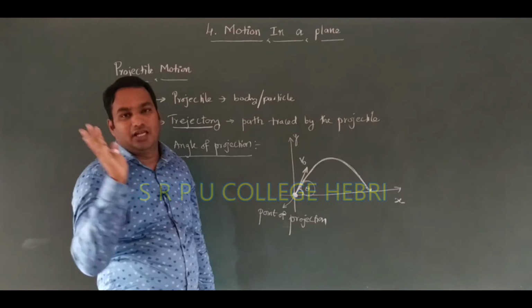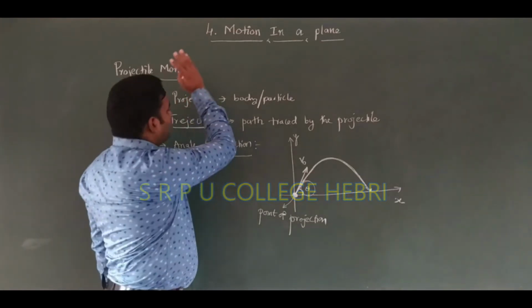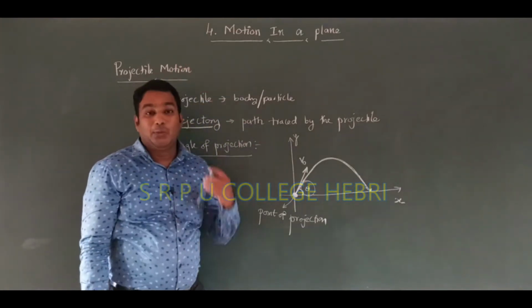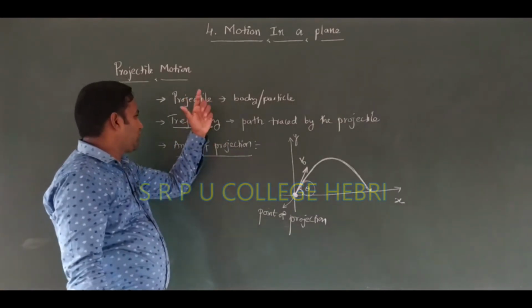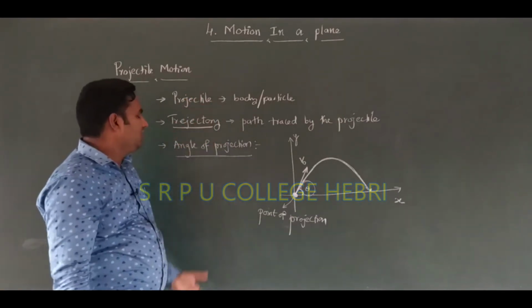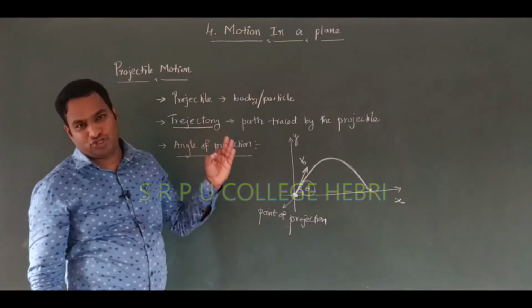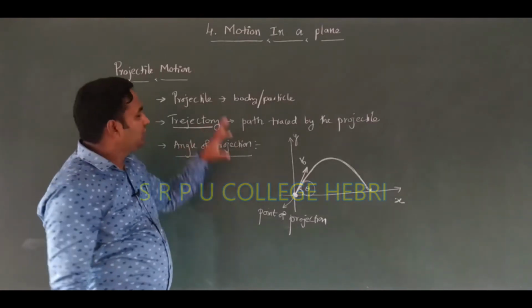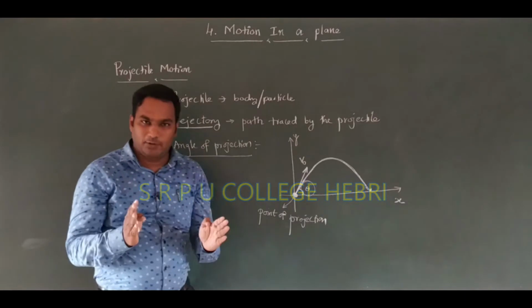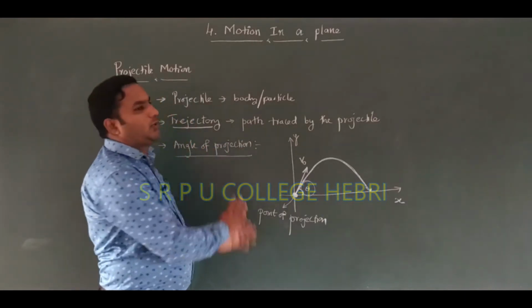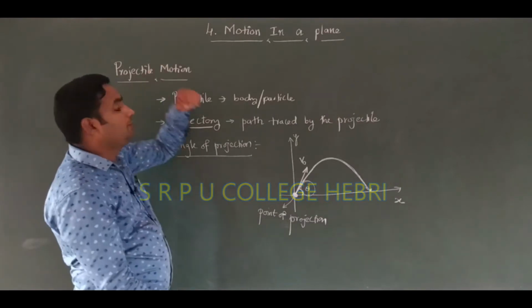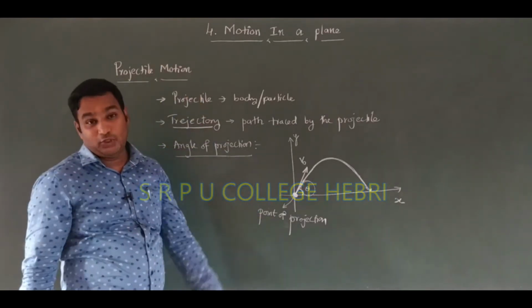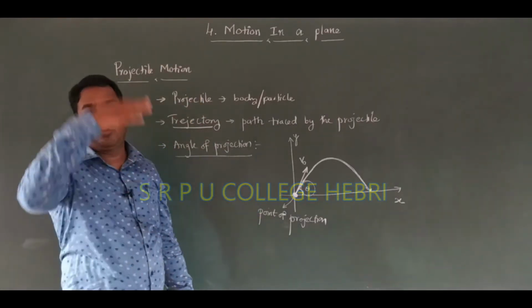Is that clear? Remember, when the word projectile motion comes, we have to think about three important terms. One is projectile, the next is trajectory, the third one is angle of projection. Understood? Remember these three points correctly. It is one of the basic requirements to understand projectile motion. Now come back to the word projectile motion. I told you projectile is a particle. You have to think about motion.